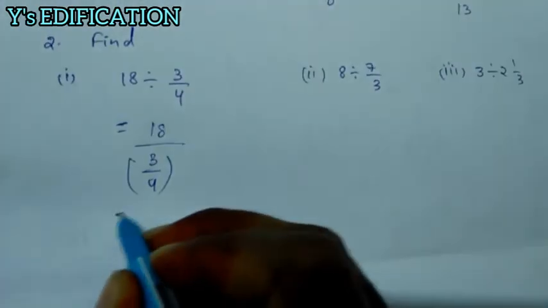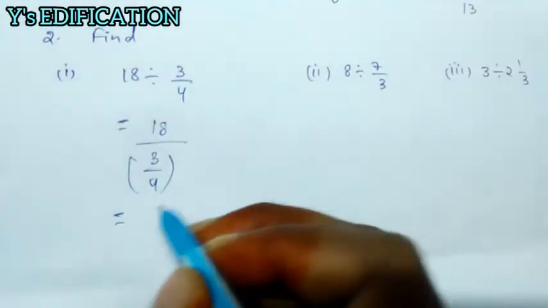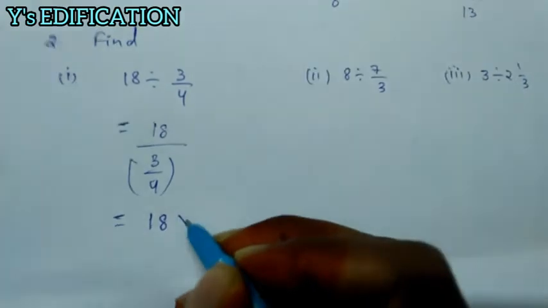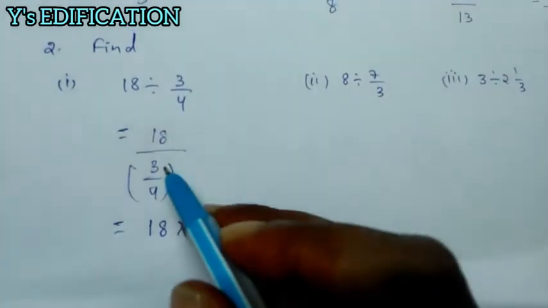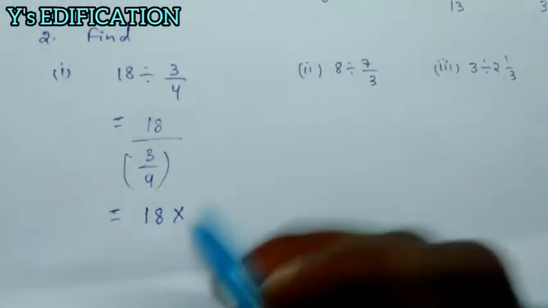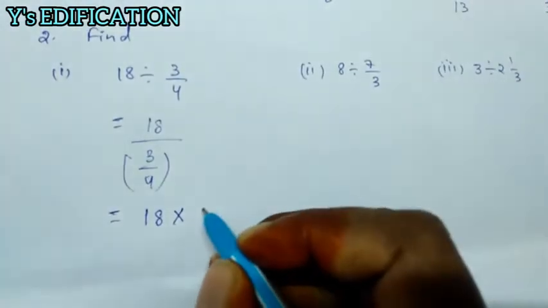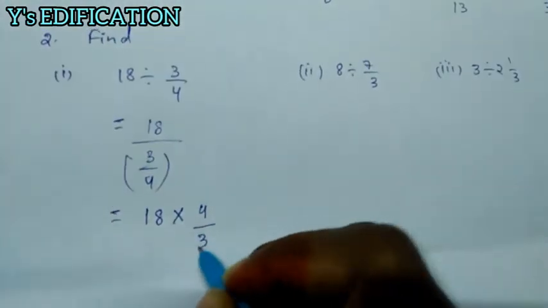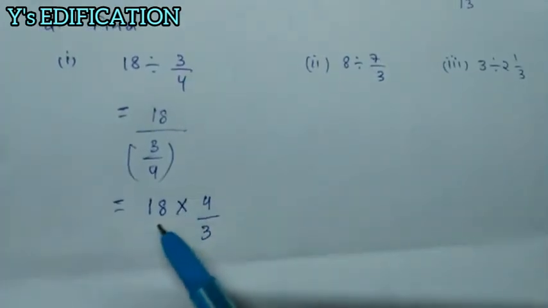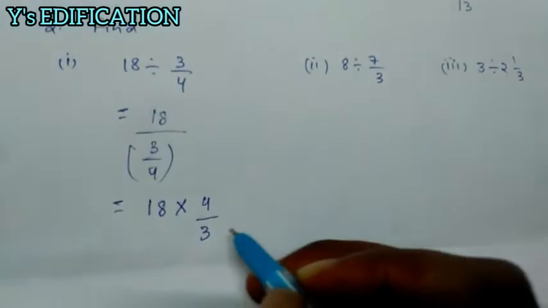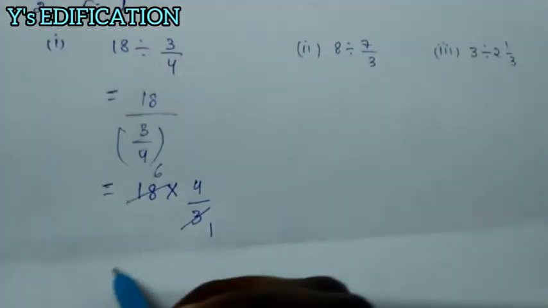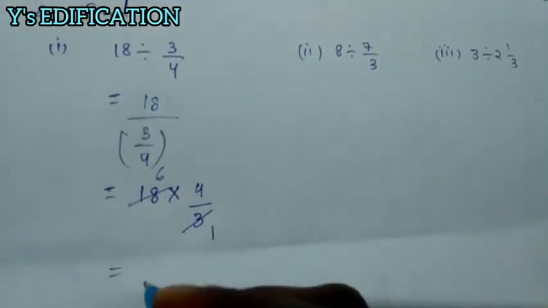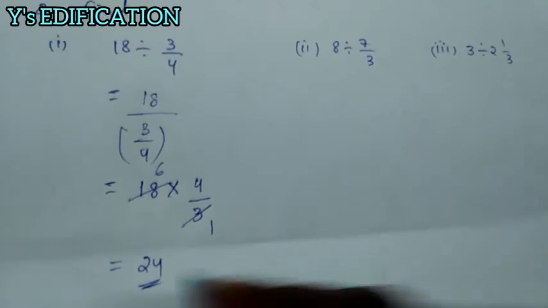Okay, now convert this division into a multiplication. To convert into multiplication, we have to write the reciprocal of the denominator. So what is the denominator? 3 by 4 is the denominator. So what is the reciprocal for 3 by 4? 4 by 3. So this became 18 into 4 by 3. Now we can cancel this, right? 3 into 1, 3. 3 into 6 is 18. So what is 6 into 4? 6 into 4 is 24.